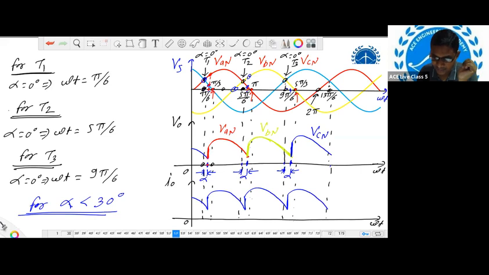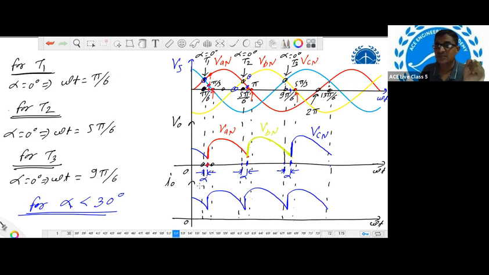Okay, so you can check, pi by 6 plus 30 degrees means this pi by 3 instant. So pi by 6 plus 15 degrees means somewhere in between these two. That's why we have indicated this point. At this point, what have we done? At this point, we have triggered the thyristor T1. We have applied the gate pulse to thyristor T1. So you can check from here, I can measure the angle between these 2 points, and that is nothing but my firing angle alpha for the thyristor T1.